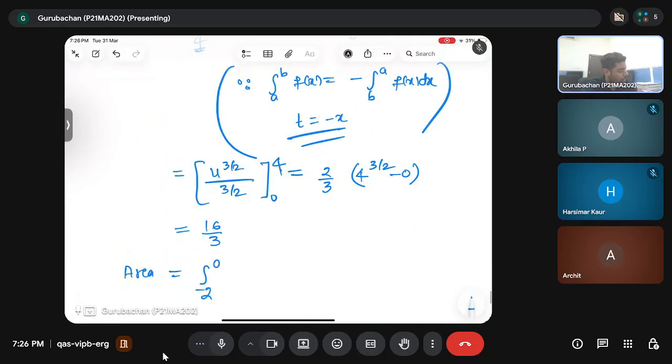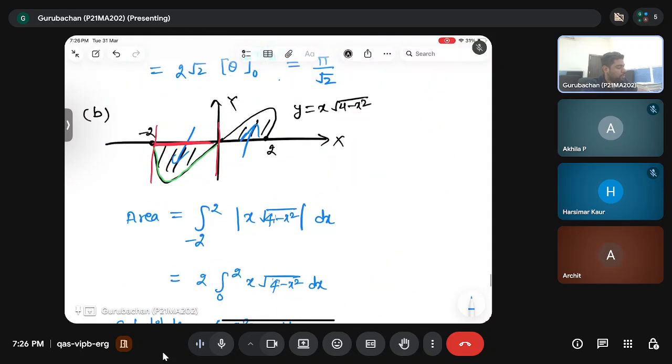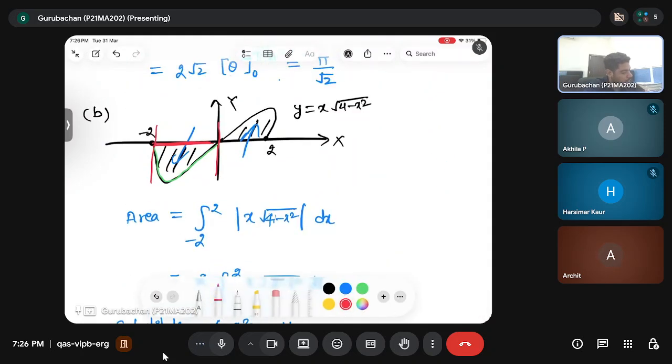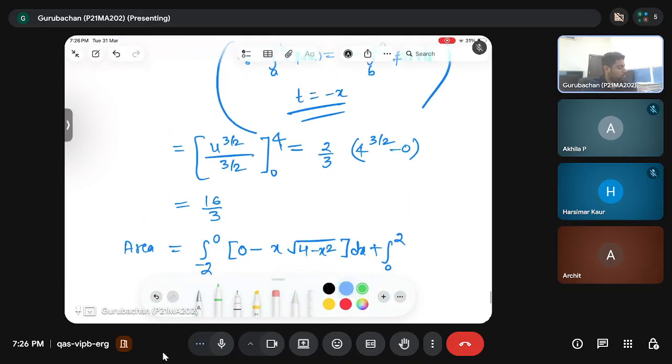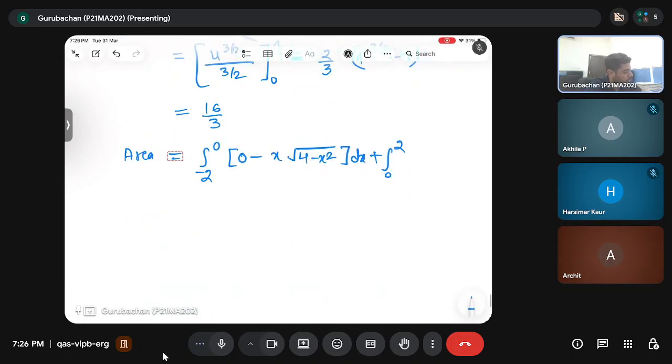Minus 2 to 0. Upper curve is 0 minus x under root 4 minus x square dx. While writing 0 to 2, the upper curve is y equal to x into under root 4 minus x square, and lower curve is y equal to 0. So this is x under root 4 minus x square minus 0 dx. It is obviously the same as minus 2 to 2 mod of x minus 1. The same way, but the method of writing is different.